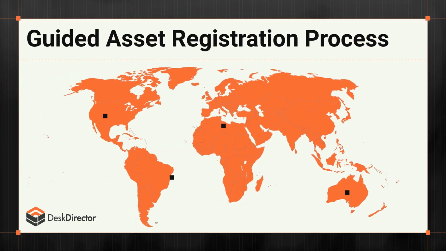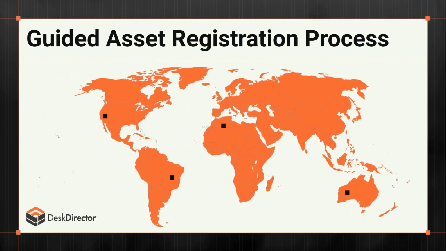Registering an asset is a guided process, ensuring accurate documentation. Users can input essential details, link assets, and assign ownership, creating a structured and organized asset management system.